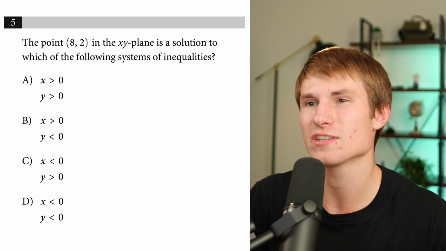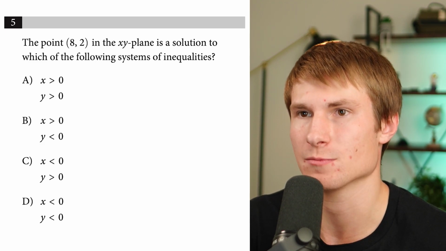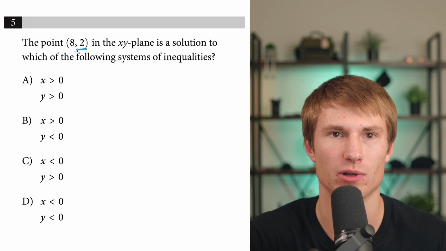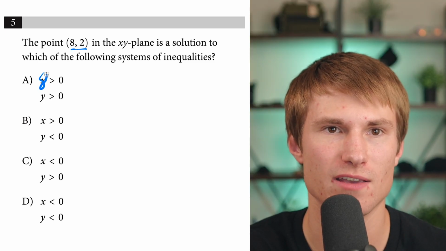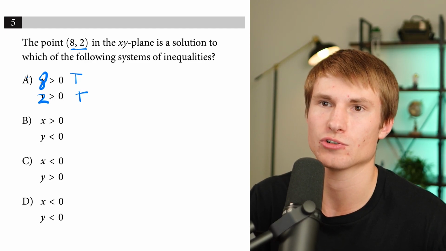Here's how to quickly solve this SAT math question. Question 5 states the point 8, 2 in the xy plane is a solution of which of the following systems of inequalities? Well, we have our x point of 8 and our y point of 2. So let's go ahead and check. Well, if we plug in 8 for x, we have 8 is greater than 0. That's true. Now, is 2 greater than 0? That's also true. So our answer has to be A.